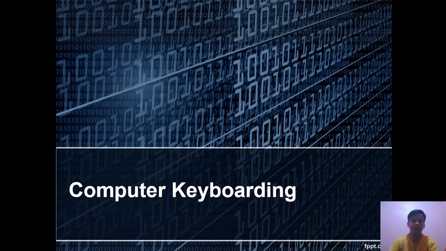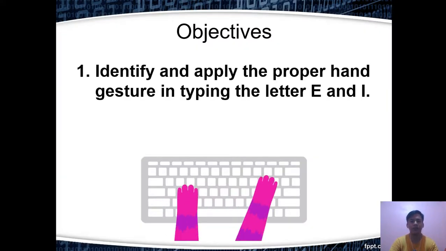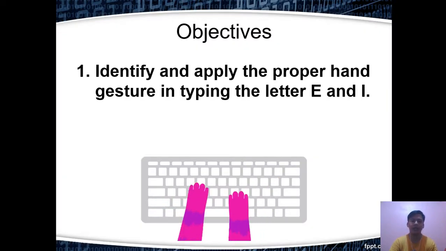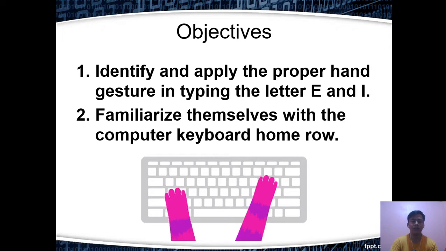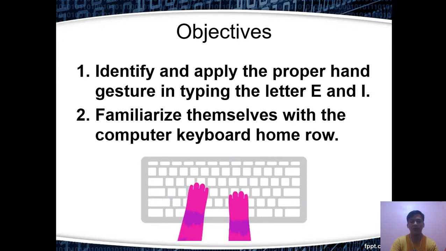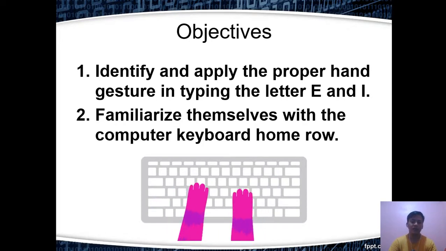So to start with, we have our objectives for week number 1 of the second quarter. For the first objective, we are going to identify and apply the proper hand gesture in typing the letters E and I. And of course, we are going to familiarize ourselves with the computer keyboard home row. Always remember that if you are going to use our computer keyboard, you need to follow the computer keyboard home row, which will be discussed later on during the demonstration.